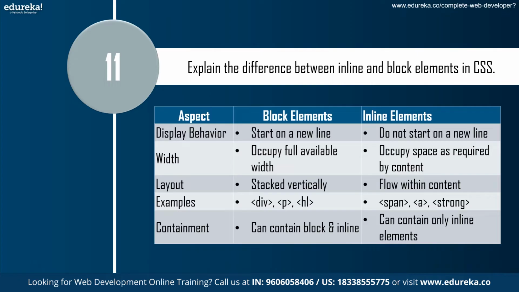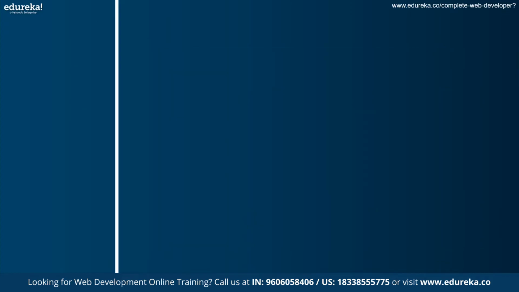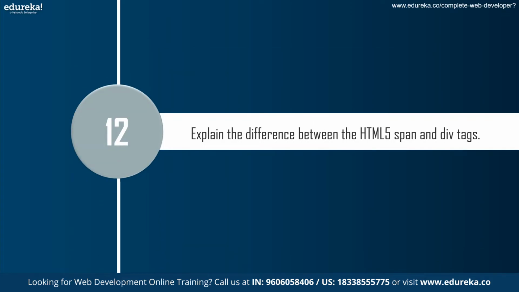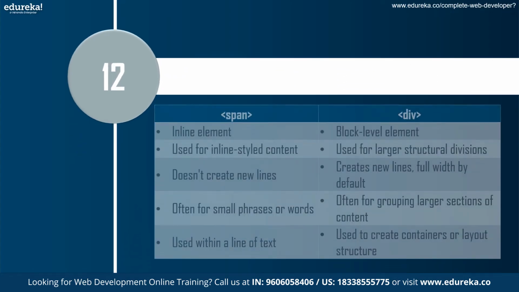Inline elements, however, don't start on a new line. They only take up as much width as necessary and flow within the content, allowing other elements to sit beside them on the same line. They cannot contain block-level elements and are often used for small parts of content within a line, like emphasizing text, hyperlinks, or spans. Moving on to the 12th question, explain the difference between the HTML5 span and div tags.